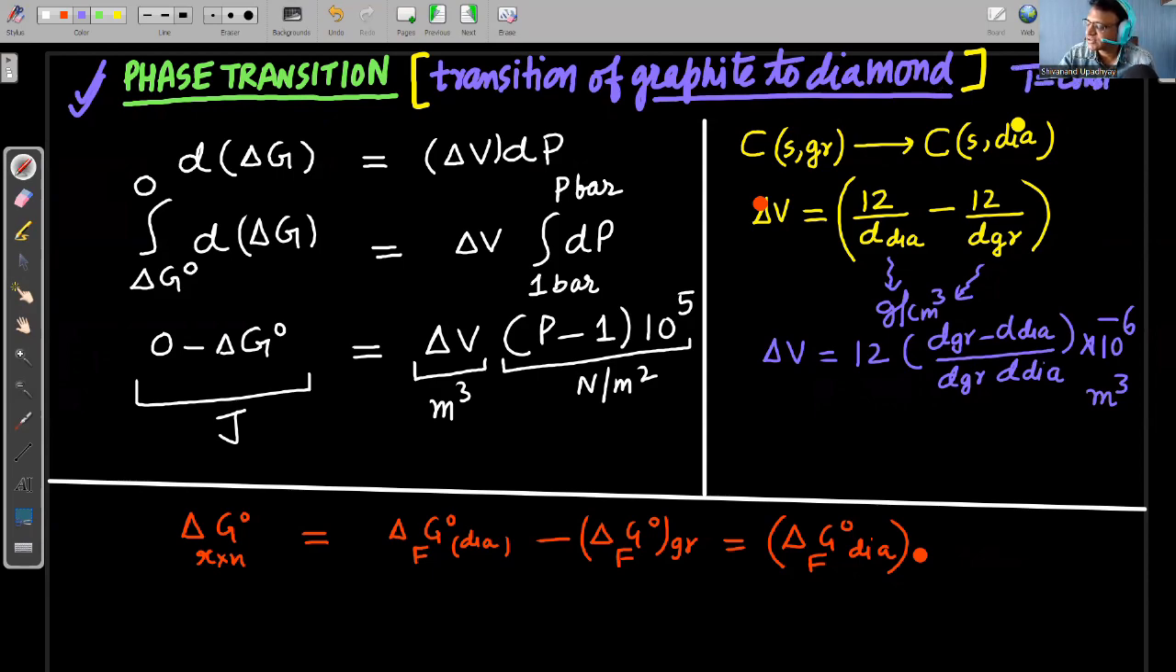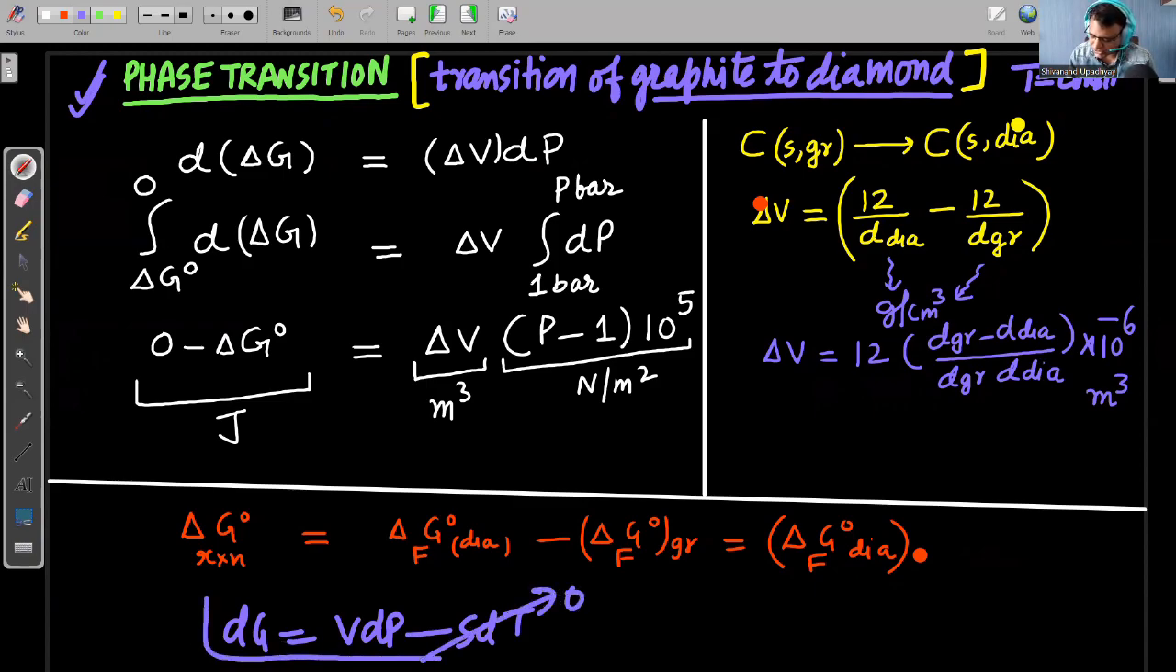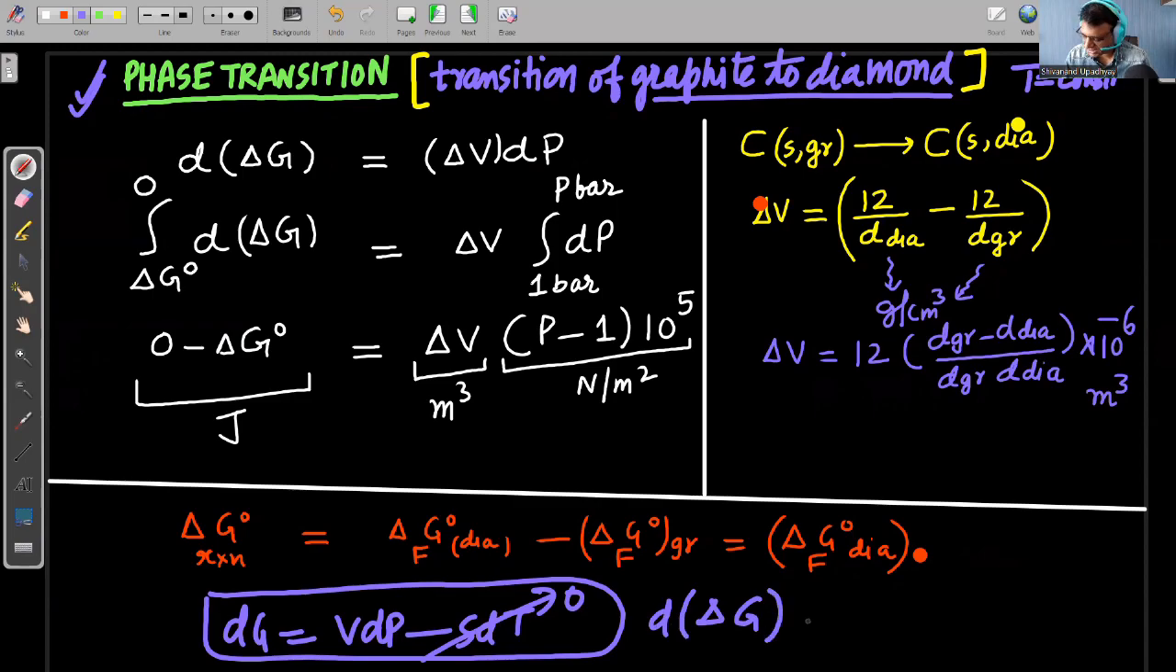If the temperature is constant, we know that the change in Gibbs free energy dG is equal to VdP minus SdT. When temperature is constant, the second term will be 0. So dG is equal to VdP. This is for a pure substance. Now we are not discussing a pure substance. We are discussing a process. So d of delta G of the process is equal to delta V of the process into dP. So this is the meaning of this equation.